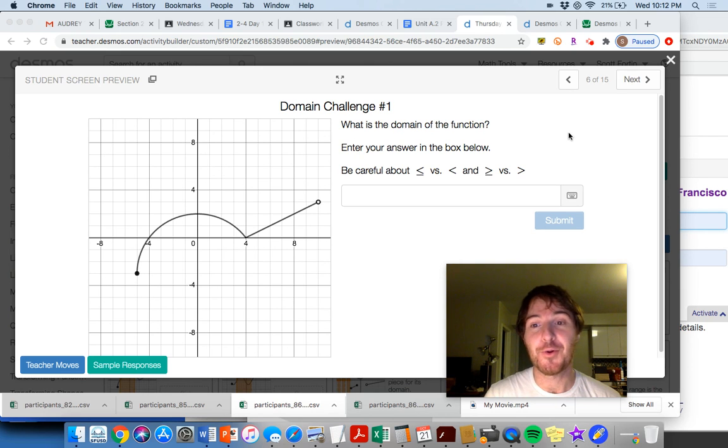So anyways, the hard part is hopefully done now. Hopefully we can do these ones together. Domain challenge number 1. What is the domain of the function? Enter your answer in the box below. Be careful of less than or equal to versus less than, and greater than or equal to versus greater than.